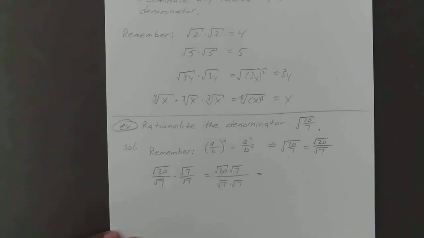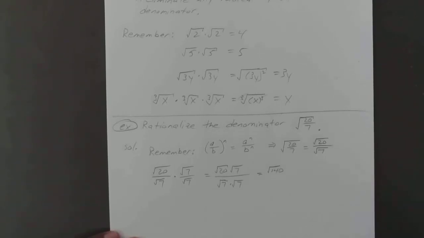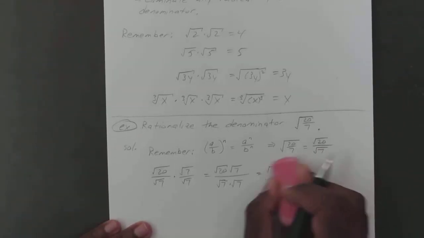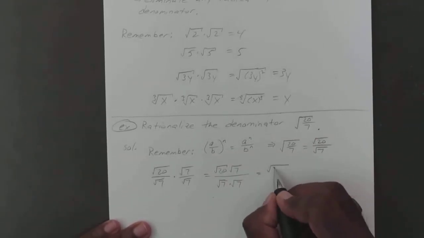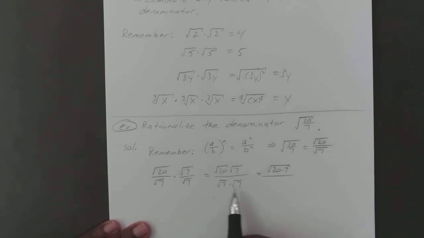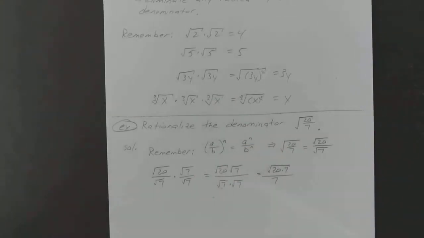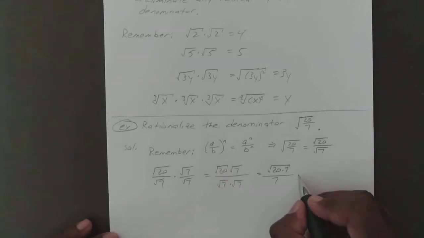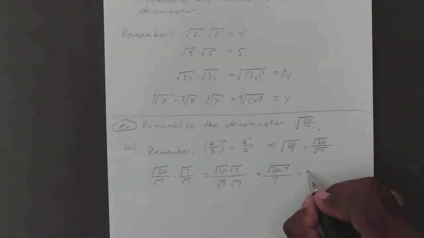Once you get those, you can just put them all under one square root symbol. So square root of 140, I'll just go ahead and write it out, square root of 20 times 7. Square root of 7 times square root of 7, we already know that's going to equal 7. That's what we were showing up there, that when you get the square root of the same thing times itself, it's just going to cancel out the square roots. Which gives us square root of 140 over 7.